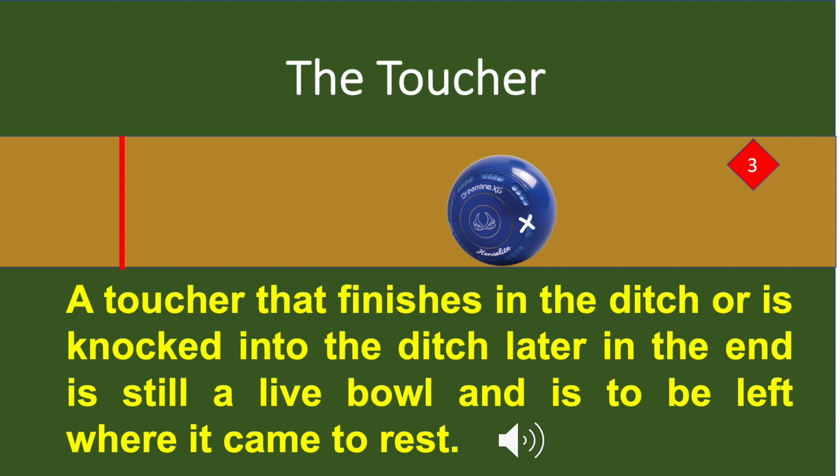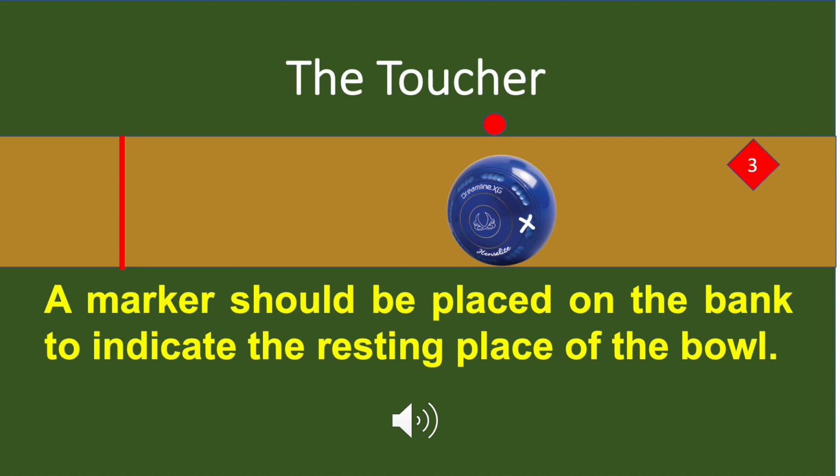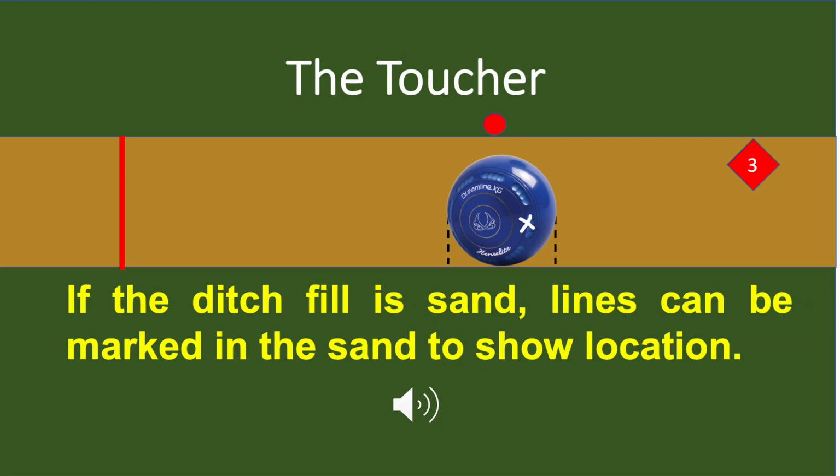A toucher that finishes in the ditch or is knocked into the ditch later in the end is still a live ball, and it is to be left where it came to rest. A marker should be placed on the bank to indicate the resting place of the ball. If the ditch fill is sand, lines can be marked in the sand to show the location.